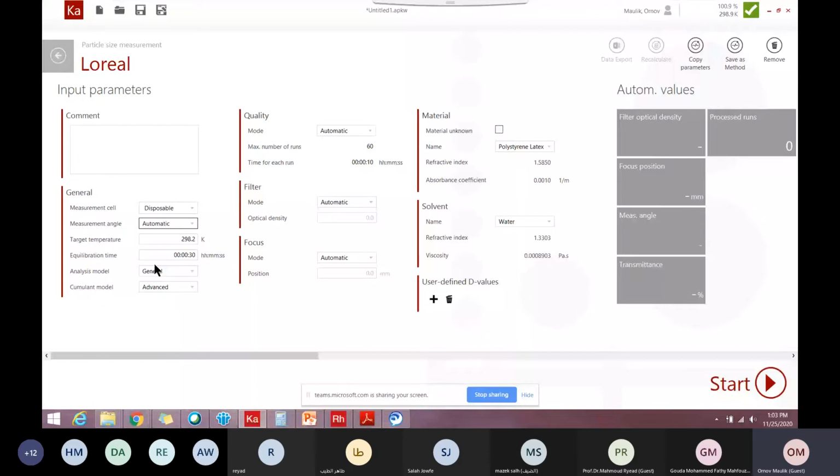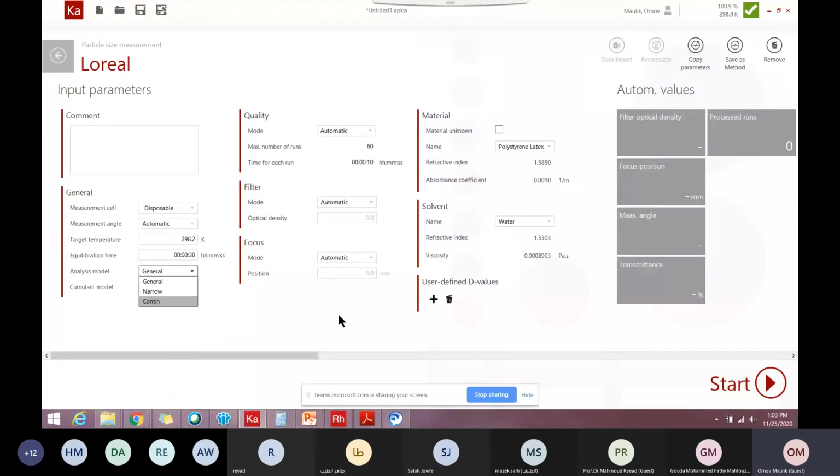In most cases, we have three options over here as an analysis mode. This analysis mode is basically used for particle size distribution. You can see over here general, narrow, and CONTIN. Narrow and CONTIN are basically used for emulsions, and CONTIN especially has a better resolution compared to narrow or general.